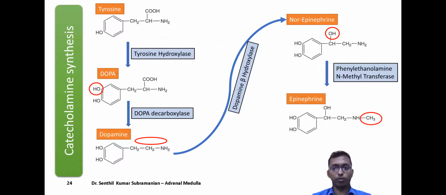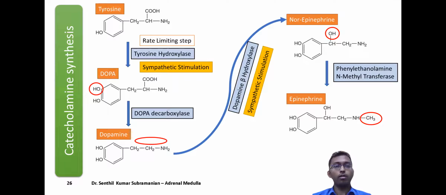Phenylethanolamine N-methyltransferase adds a methyl group to the side chain to form epinephrine. In this flow, the conversion of tyrosine to DOPA by tyrosine hydroxylase is considered the rate limiting step. Sympathetic stimulation activates the synthesis of catecholamines by increasing the action of tyrosine hydroxylase and dopamine beta hydroxylase. Further, as we have discussed earlier, the presence of cortisol increases the function of the PNMT enzyme for the conversion of norepinephrine to epinephrine.